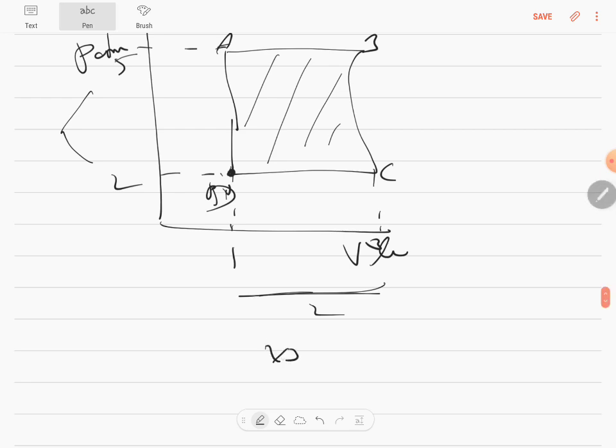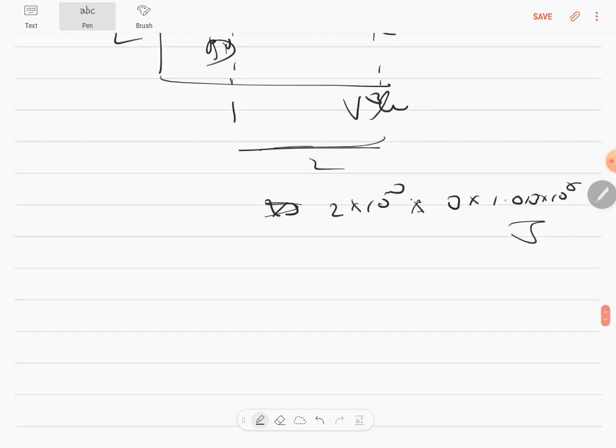You can do it 2 into 3. 2 is volume. It's 10 to the power minus 3. And this is the pressure, which is 3 into 1.013 into 10 to the power 5. That will give you the answer in joules. So that completes the sum.